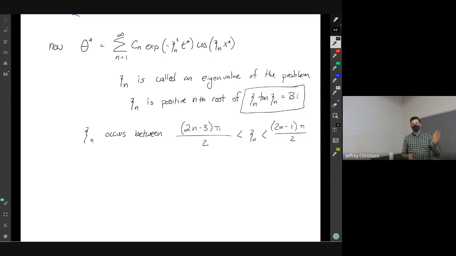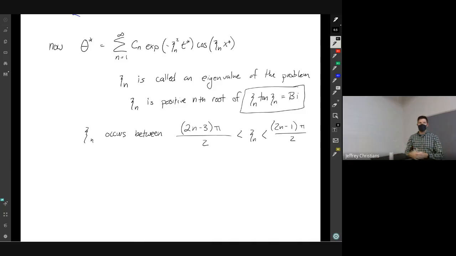The next one occurs between 2.5 pi and 3.5 pi, and 3.5 pi and 4.5 pi. So basically every solution is not spaced evenly apart. What you'll find is they'll be between those two values, but it's not like you add pi to the value and you get the next one. So they're not spaced evenly. You have to solve for each one individually, but they're between these values.